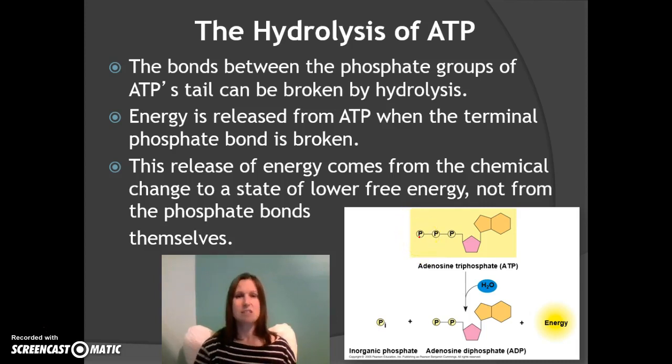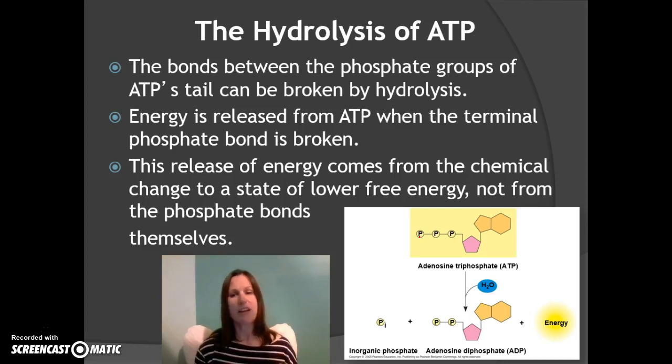Now, do not think that energy is released when we break bonds. No. Big, huge misconception. Okay? When bonds are broken, energy is absorbed. When bonds are formed, energy is released.